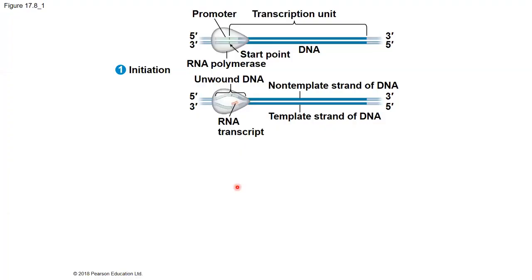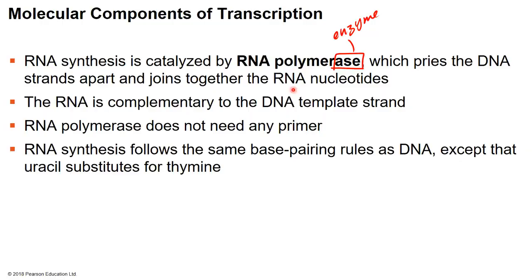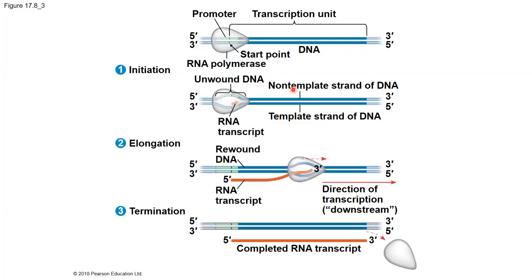All right. So let's have a look at how transcription in general happens, the major steps. There are three major steps of transcription: step 1, initiation; elongation; termination.